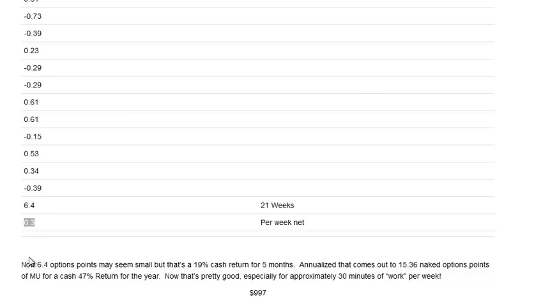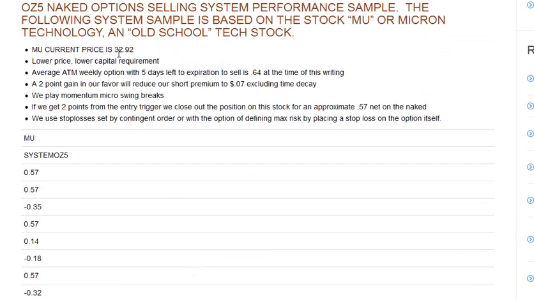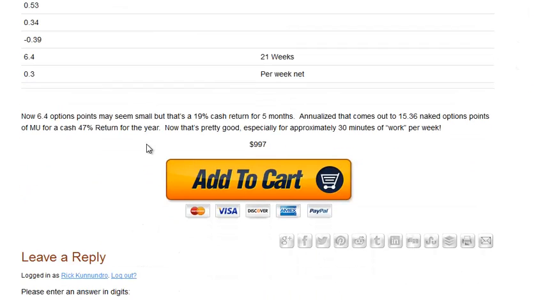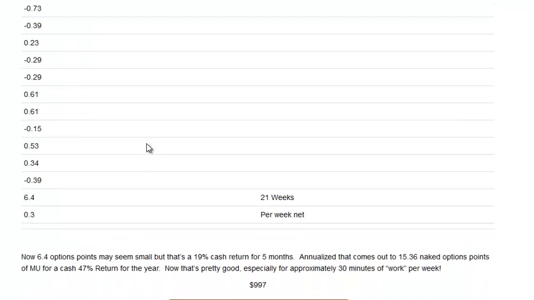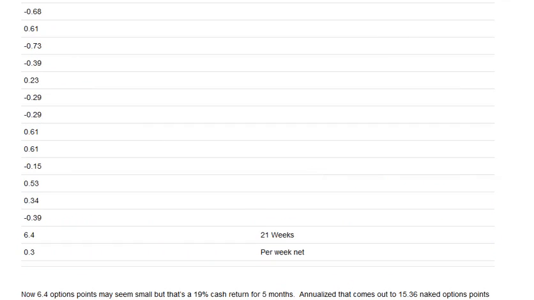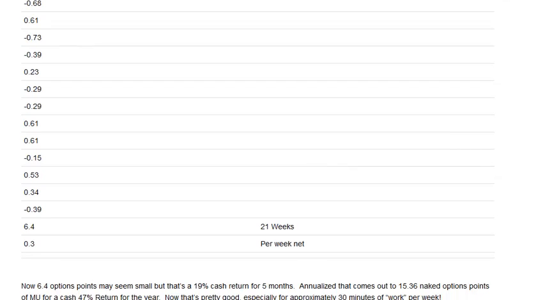Anyways, just putting all this concept together, now 6.4 points may seem small. Okay, this Micron is at, I don't think I mentioned that, Micron is at 32.92, so about 33. That's the stock price. So let me scroll in range here. So now 6.4 points net over 21 weeks.